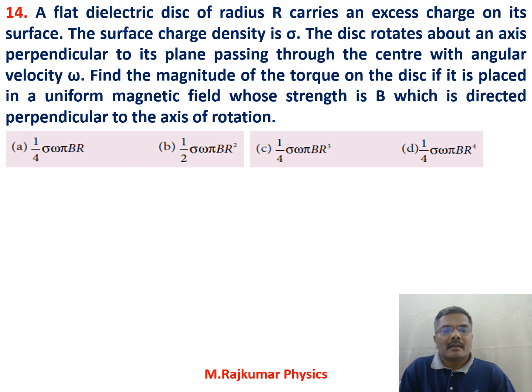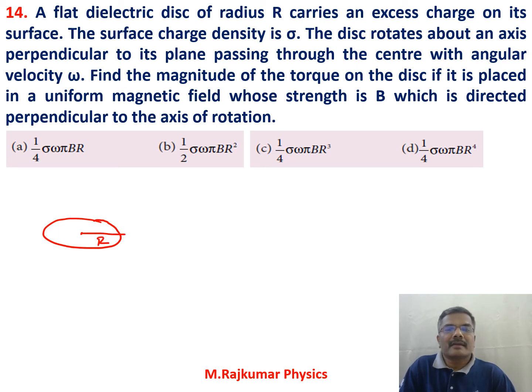Then the next one is the 14th question. It is like this. A flat dielectric disc of radius r carries an excess charge on its surface. The surface charge density is sigma. The disc rotates about an axis perpendicular to its plane, passing through the center, with angular velocity omega. Find the magnitude of the torque on the disc if it is placed in a uniform magnetic field of strength B, directed perpendicular to the axis of rotation. Here what they are saying is, there is one flat dielectric disc like this, and its radius is given as r.